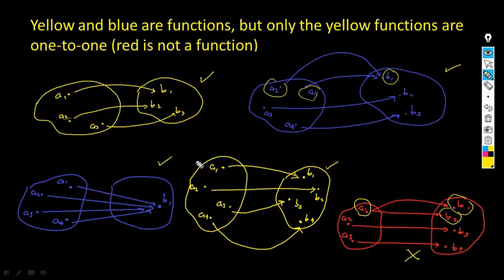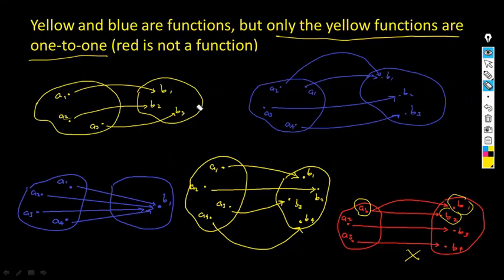Now, what is the caveat here? That only the yellow functions are one-to-one. Look at the yellow functions, and you will appreciate that for those functions we have the following. If we go backwards, so to speak, for each of these outputs, for example, for b1 there's only one input. For this output b2 there is only one input.